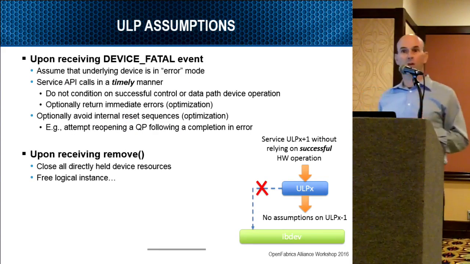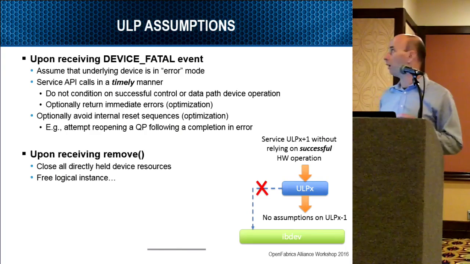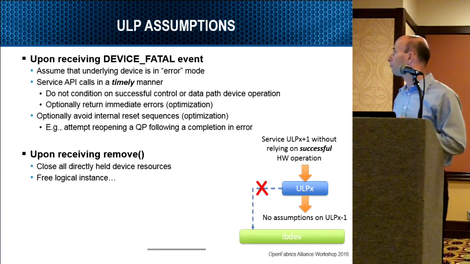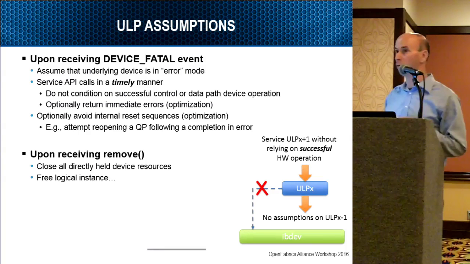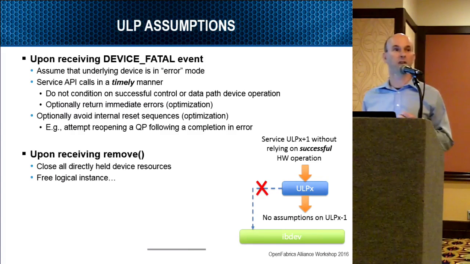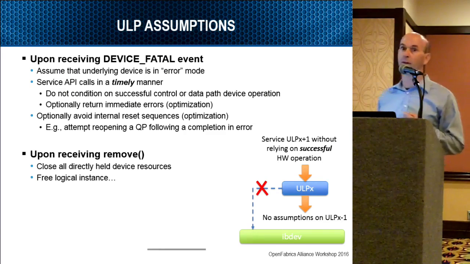So let's look a little bit at the assumptions that we have on the ULP somewhere in the chain when it receives this device fatal error. The first thing is that it can assume that the device is in error state, as defined in the previous slide. And once it assumes that, it knows that it can close resources if it wants to, or it can wait until it receives the remove call. But most importantly, it has to continue to process incoming requests from any ULP that is above it, even if it knows that anything that it tries to accomplish in hardware might fail.